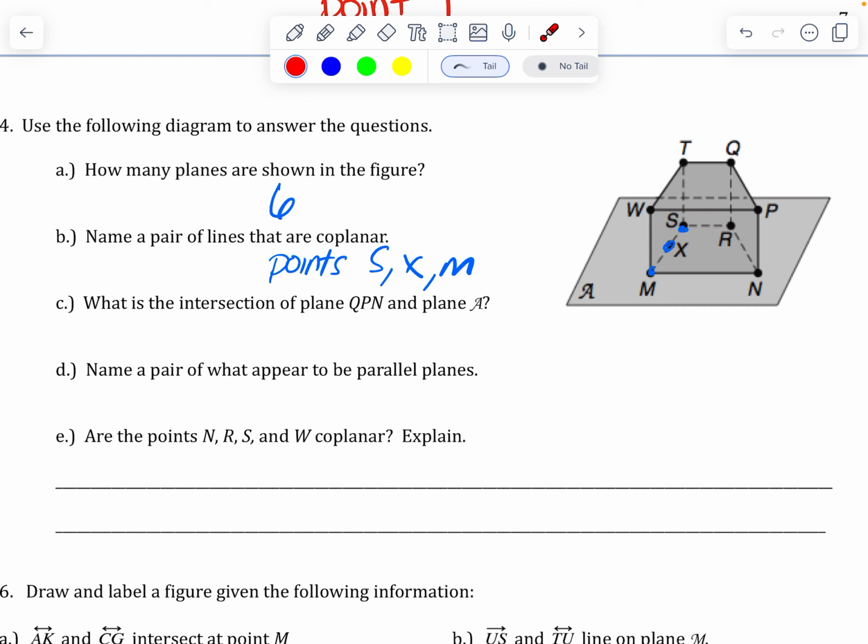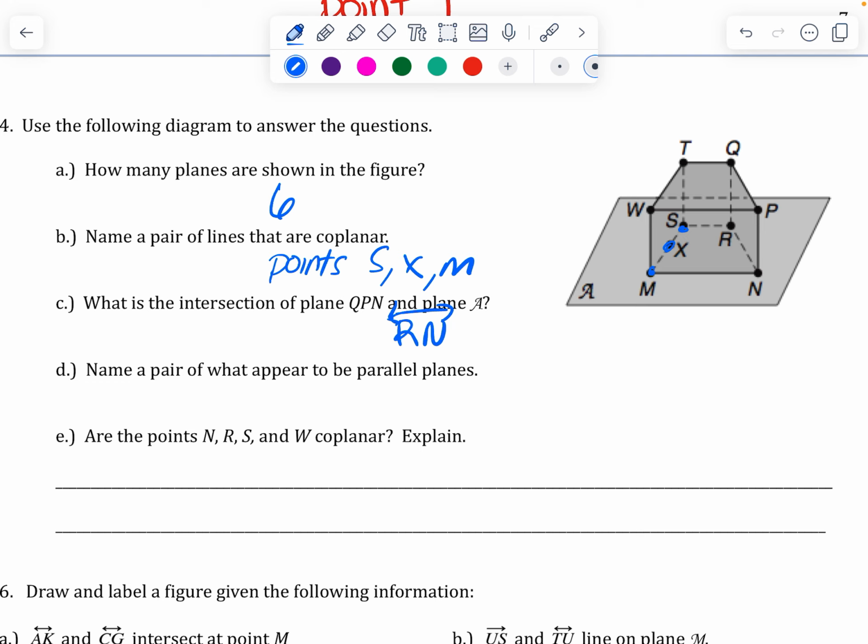What is the intersection of Q, P, N? So that would be this plane and plane A. And QPN intersects plane A right here, and that's 2 planes intersecting in a line, and so that would be line RN. So that's right here. This plane would intersect right here at line RN. And so we'd want to make sure to have the line notation over those 2.